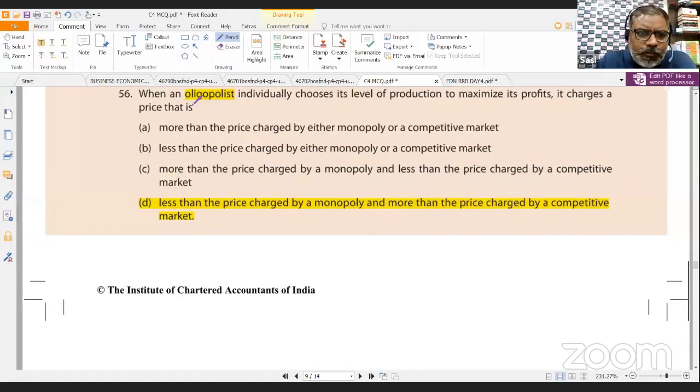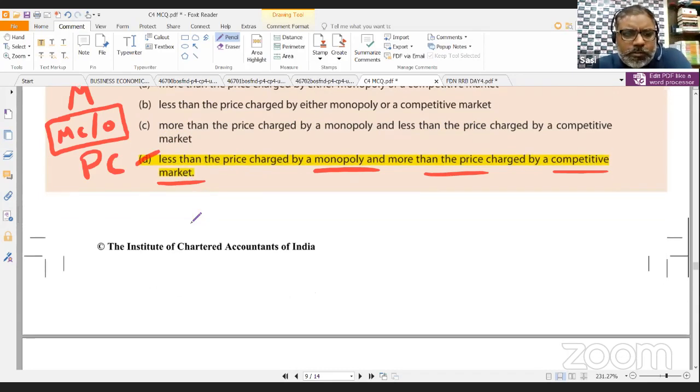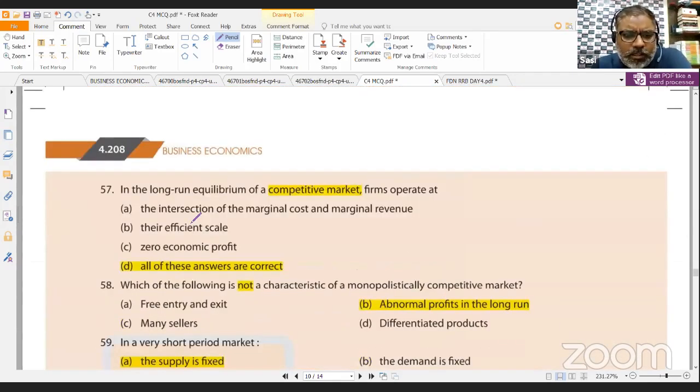56th question. When an oligopolist individually chooses its level of production to maximize profit, it charges a price that is less than the price charged by a monopoly. Naturally, that high a price the oligopolist cannot charge, but more than the price charged by a competitive market. So somewhere between the monopoly price, which is higher, and the perfectly competitive market price, will be both monopolistic competition and oligopoly. Price-wise, that is how they will generally be. Generic question, nothing technical about it. So 56th question answer is D.